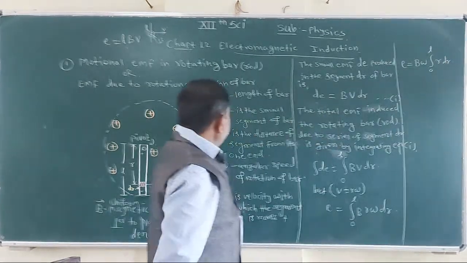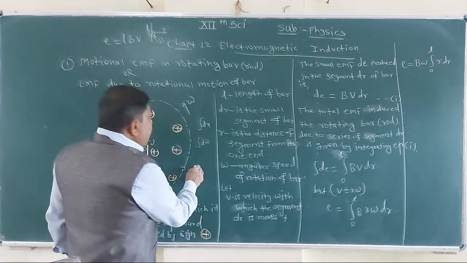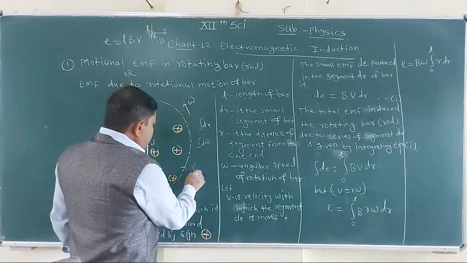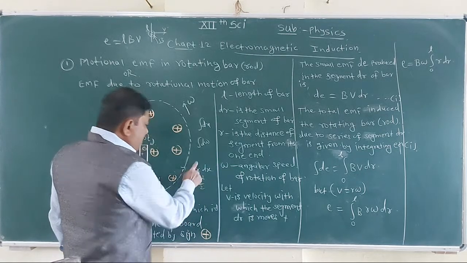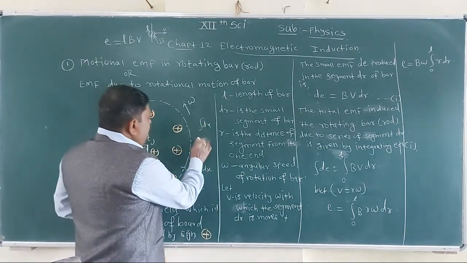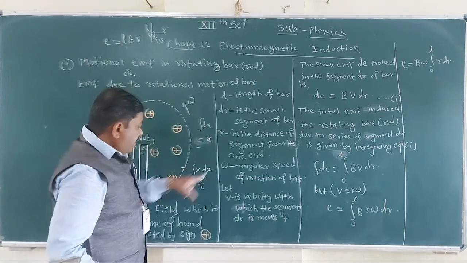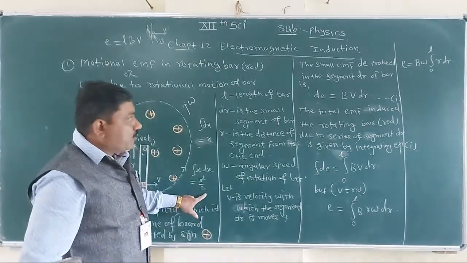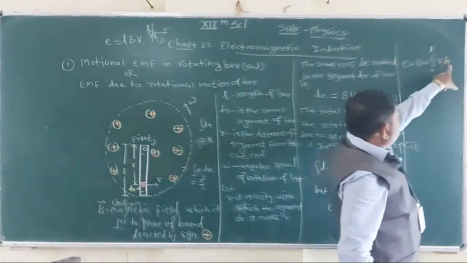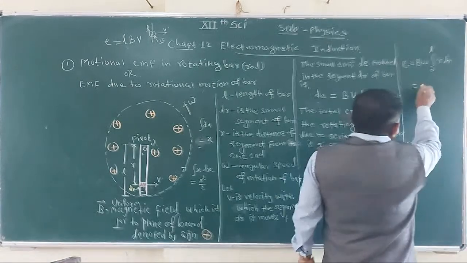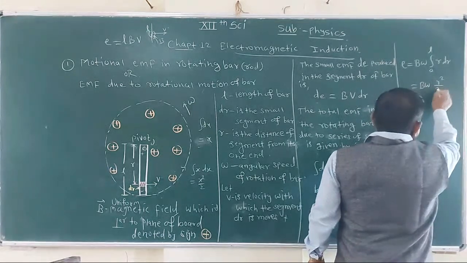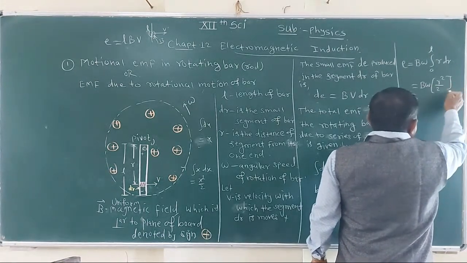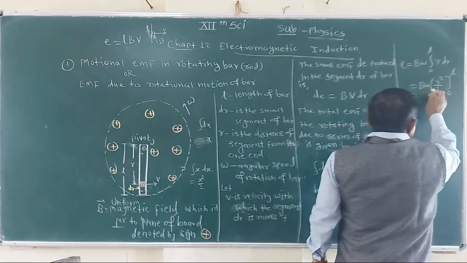आता तुम्हाला माहिती आहे इंटिग्रेशन x dx काय असतं? इंटिग्रेशन x dx असतं x²/2. इंटिग्रेशन dx काय असतं? x. तसं इंटिग्रेशन x dx काय असतं? x²/2. So what is it? R dr, the integration of R dr is B omega into R²/2 and limits ranging from 0 to L.